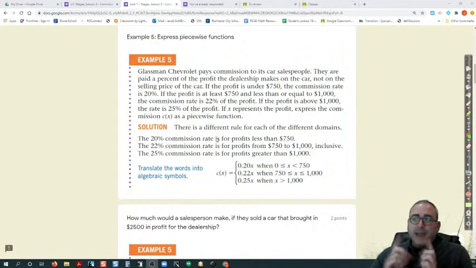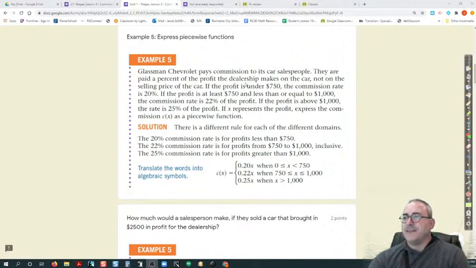Glassman Chevrolet pays a commission to its car salespeople. They are paid a percent of the profit the dealership makes on the car, not on the selling price of the car. If the profit is under $750, the commission rate is 20%. If the profit is at least $750 and less than or equal to $1,000, the commission rate is 22% of the profit. If the profit is above $1,000, the rate is 25% of the profit. If x represents the profit, express the commission C of x as a piecewise function.